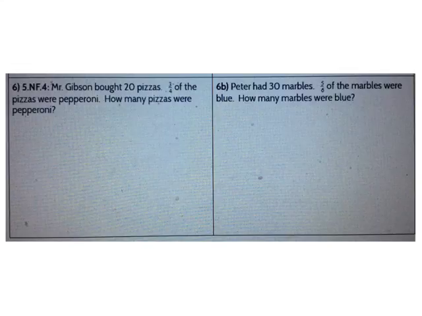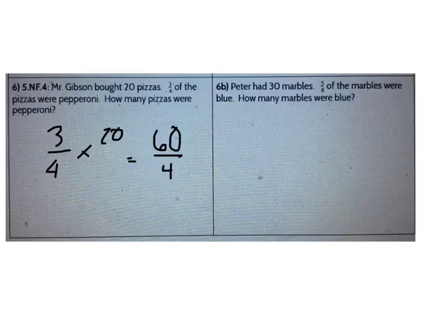Now let's look at number 6. Mr. Gibson bought 20 pizzas. 3/4 of the pizzas were pepperoni. How many pizzas were pepperoni? Well, what operation would I use to solve this problem? When I find a fraction of a number, I multiply. 3/4 times 20. I can start by multiplying the numerator by the whole number. What's 3 times 20? It's 60 over 4.